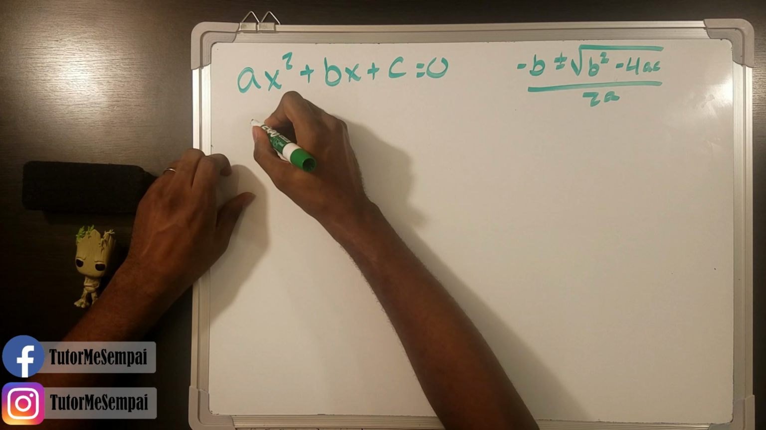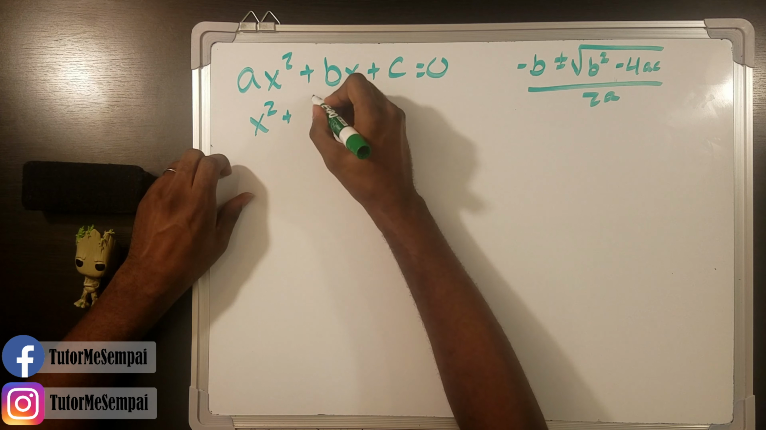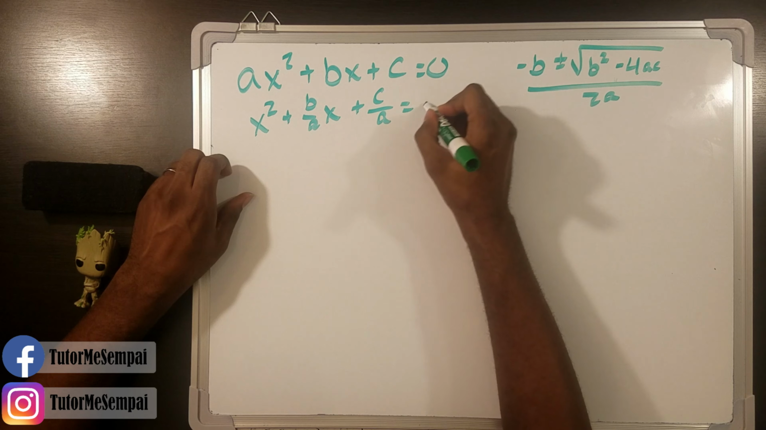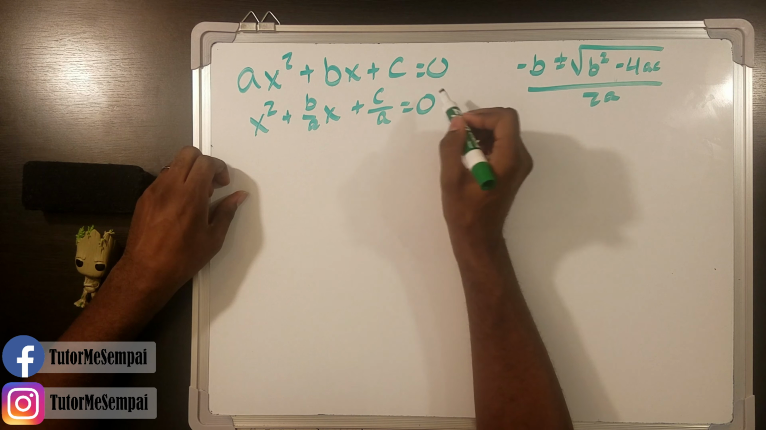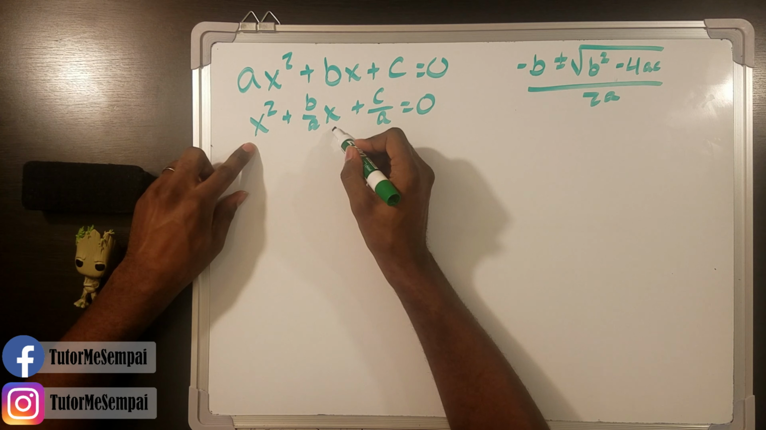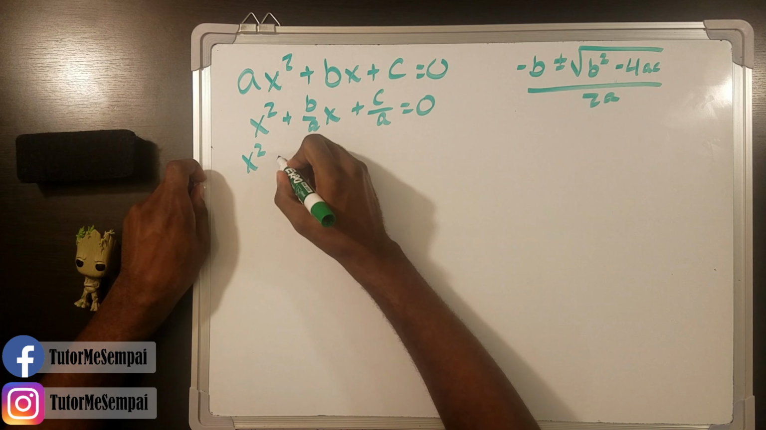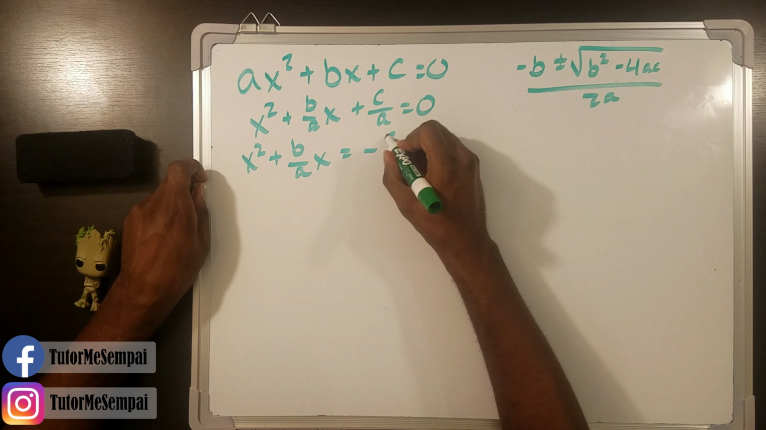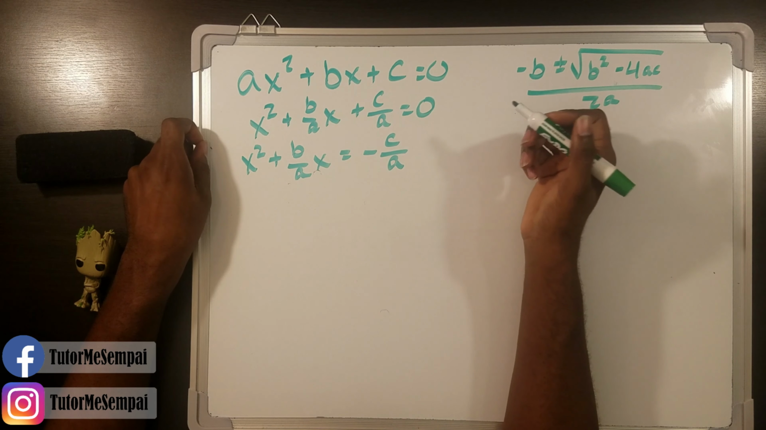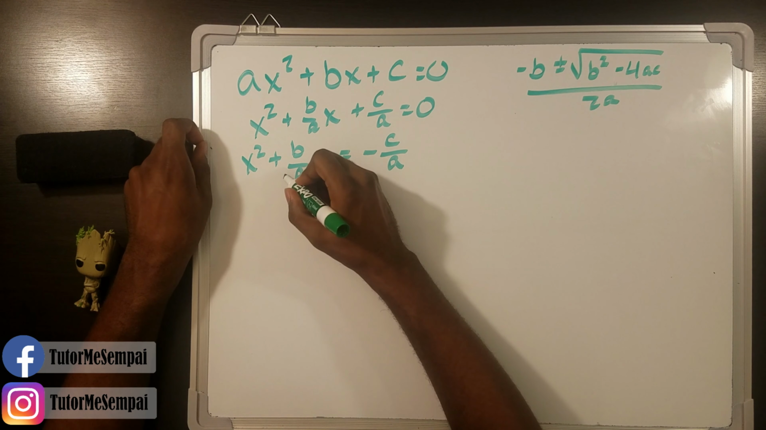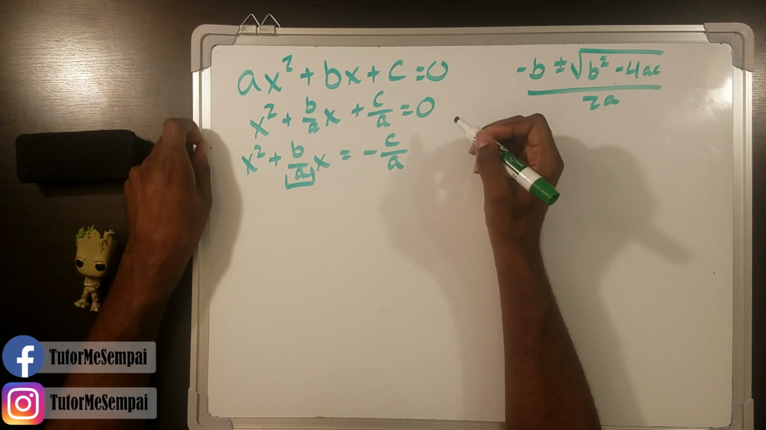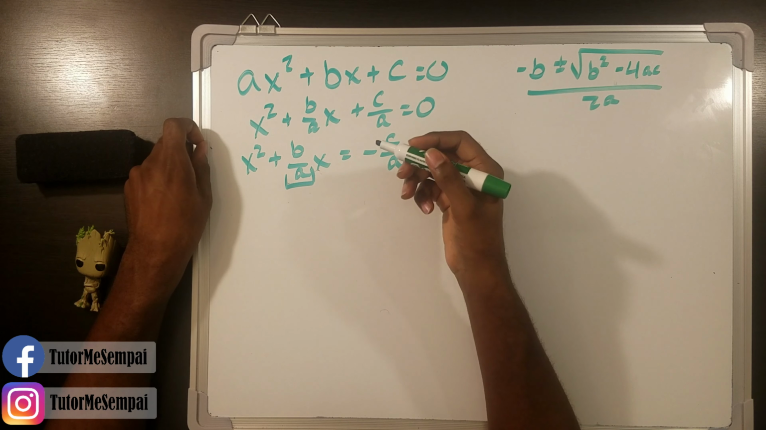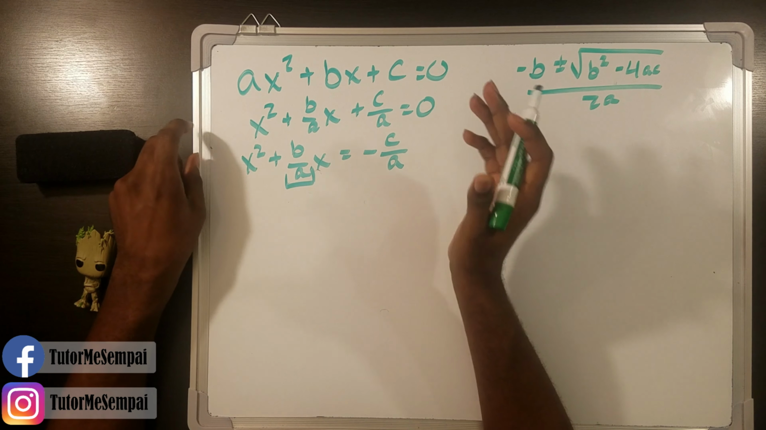So we divide this and we get x squared plus b over a x plus c over a equals 0. Now we're going to move this constant over to this side so we just have our x's on the left. That's x squared plus b over a x equals negative c over a. Now the shortcut for completing the square is we're going to take this value that's attached to the x, not the x squared, the x, we're going to divide it by 2, we're going to square it, and we're going to add and subtract it in the following way.